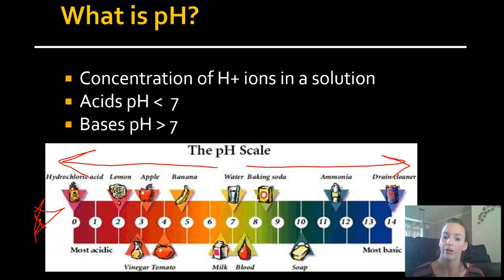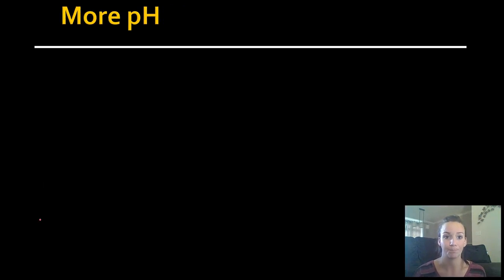Please don't eat or drink bleach or ammonia, but lemons, apples, bananas, vinegar, tomato, those are all very acidic. Even orange juice, I'm sure you've realized before, sometimes if you drink too much orange juice, you get an upset stomach because the acidity is so high.